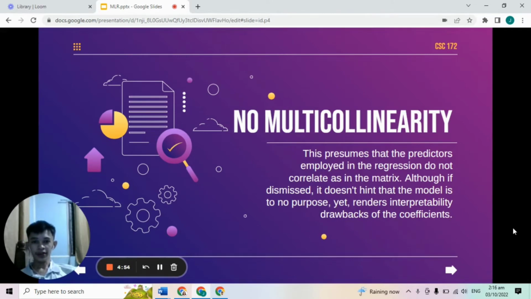No multicollinearity. This presumes that the predictors employed in the regression do not correlate with each other. If violated, it doesn't imply the model is useless, yet it renders the interpretability of the coefficients problematic. The researcher utilized a heat map of the correlation as a visual aid and examined the variance inflation factor. It measures how much the variance of an independent variable is influenced or inflated by its correlation with other independent variables. In effect, VIF gauges how much a variable contributes to the regression standard error.